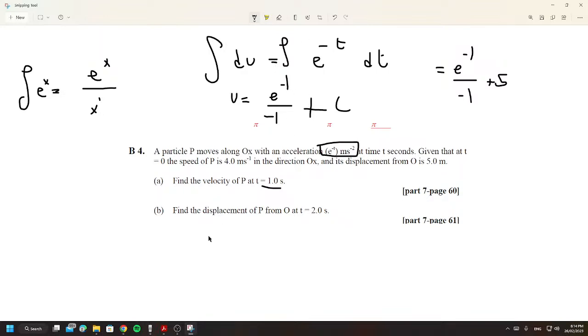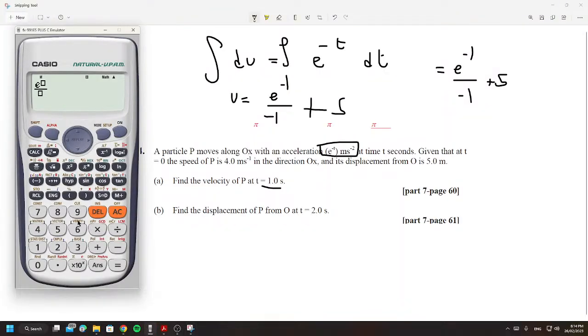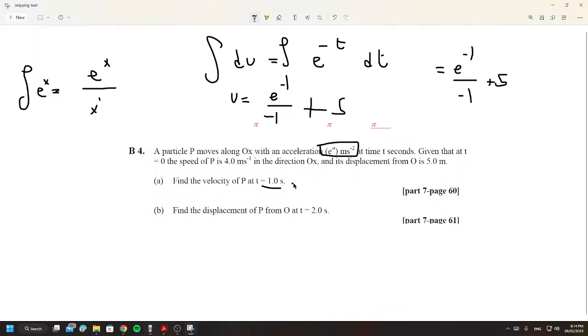I got it. So now I should substitute 1 instead of t. So e to the power of negative 1 over negative 1 plus 5 should give us 4.6 meters per second. So this is equal to 4.6 meters per second.